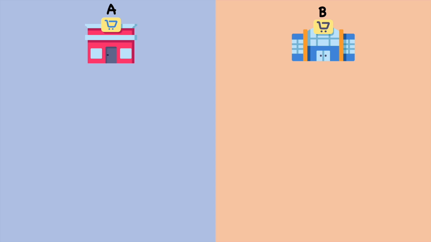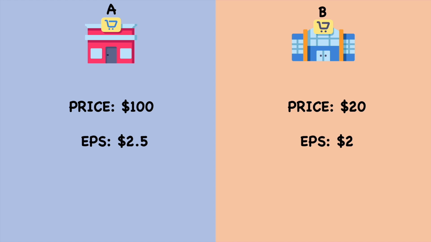Let's say I have two companies in the same industry, the supermarket industry: company A and company B. Company A has a price of $100 and company B has a price of $20. Company A has an EPS of $2.50 and company B has an EPS of $2. You take the price divided by EPS, and company A's P/E ratio is 40 times and company B's P/E ratio is 10 times. So the general rule of thumb is we want to look for companies with a lower P/E ratio, because the lower the P/E ratio, the better the value you get out of investing in the company.